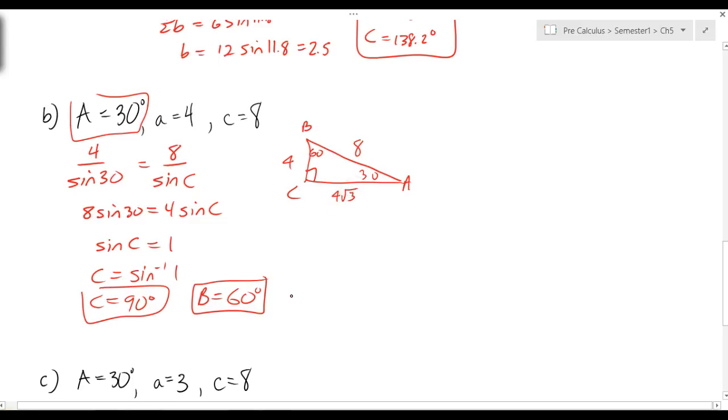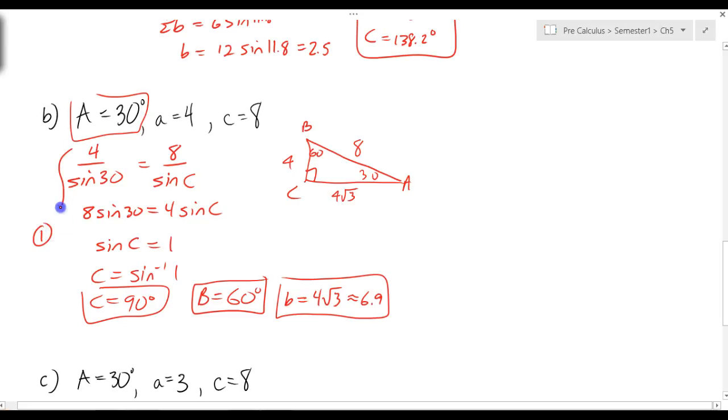Okay, so we have side B is equal to 4 root 3, which is about 6.9. Okay, so we found all the missing pieces that we need. We're done with step 1.